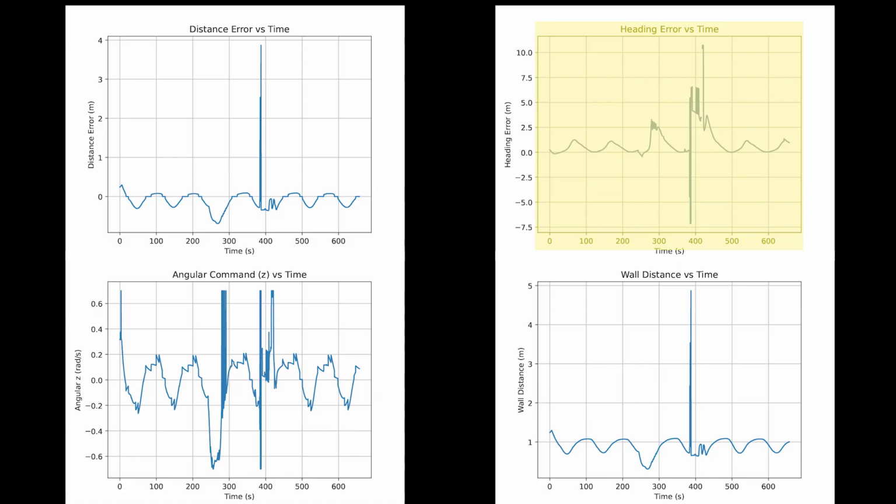Heading error versus time. The heading error oscillates around 0, showing that the robot continually turns left and makes micro adjustments to stay parallel to the wall at about 1 meter. The spikes show when it takes a corner, as it has to make drastic changes. Wall distance versus time. The wall distance remains close to the desired 1 meter, and as it takes a corner, it fluctuates, as you see within the graph. This shows that the adjustment is necessary while taking wider angles.